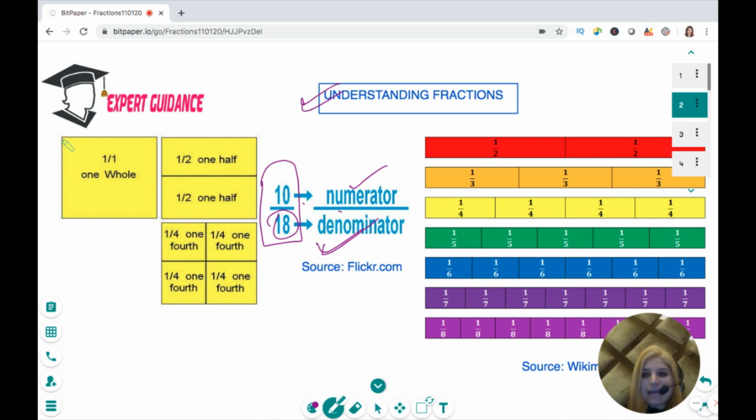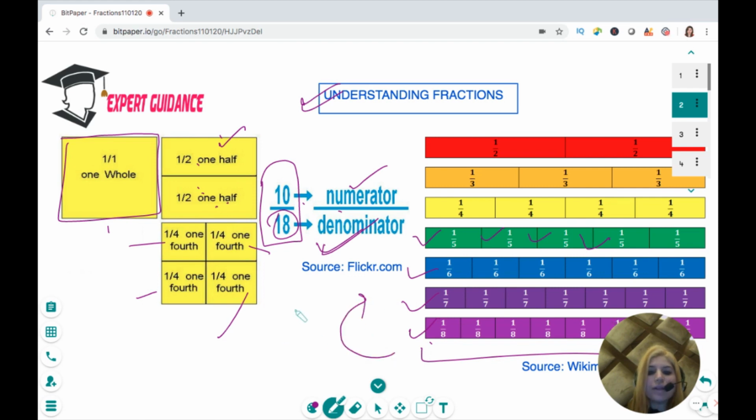So for example, if you see one whole and you divide it into two, there are two parts. This is one part of two parts. So that is a half and a half. If you divide this whole into four parts, then each part will become 1/4. If you divide one whole into five parts, then each part will become 1/5. Similarly, you can divide it into 6, 7, and 8 parts. When you add all these parts together, you will get one whole together.